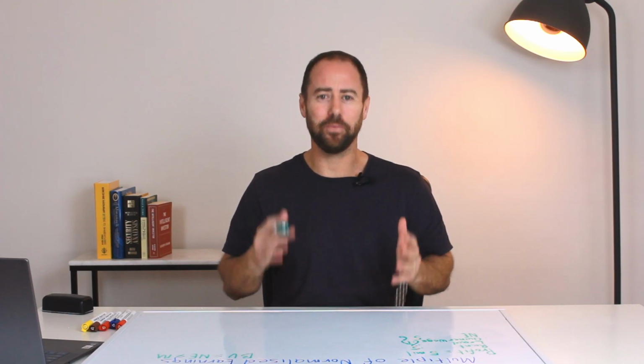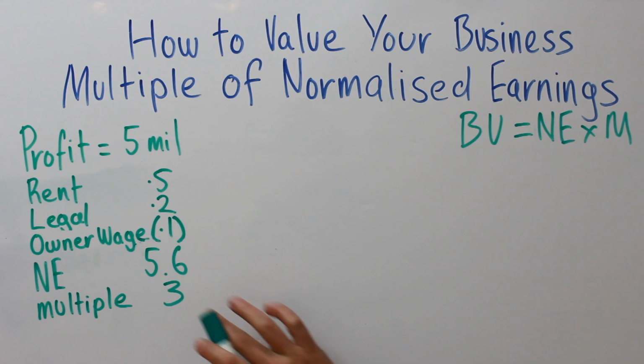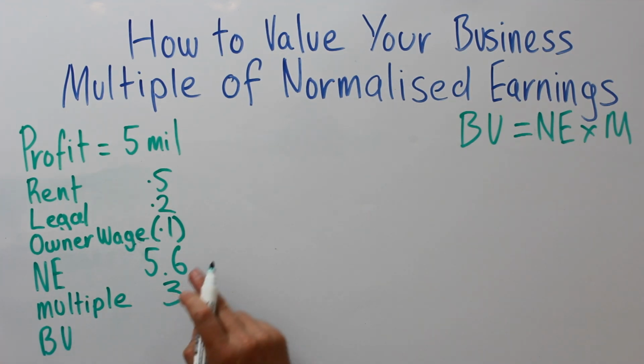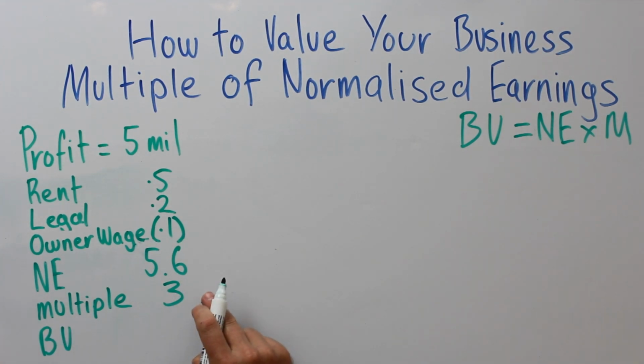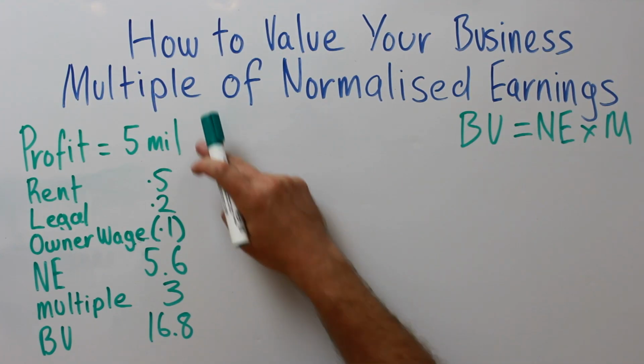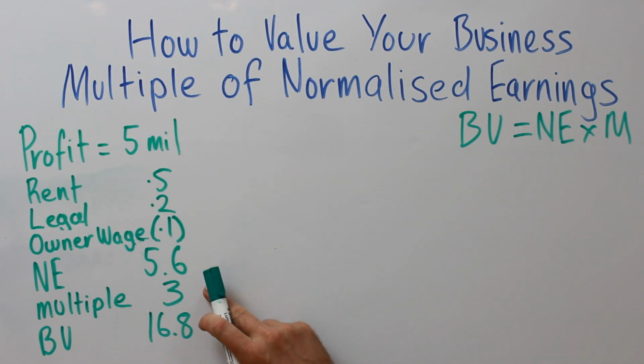The next step is to apply a multiple. In this example, we're going to start with 3, which is a common multiple for your average business. The business value equals 5.6 times 3, which is 16.8. So we started with a profit, made our adjustments, applied the multiple, and we've now determined this business is worth 16.8 million.